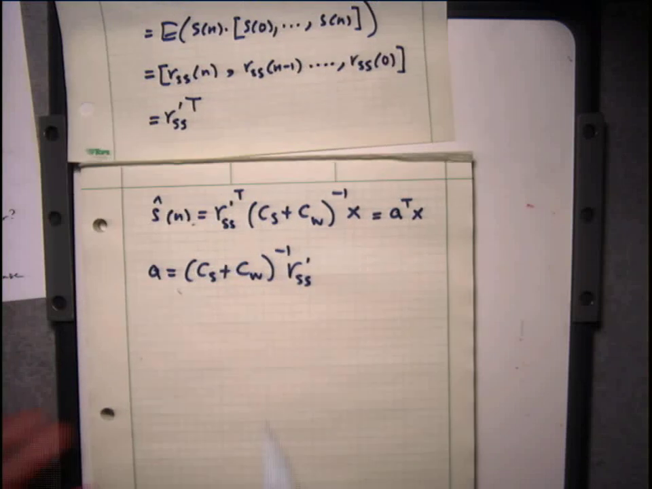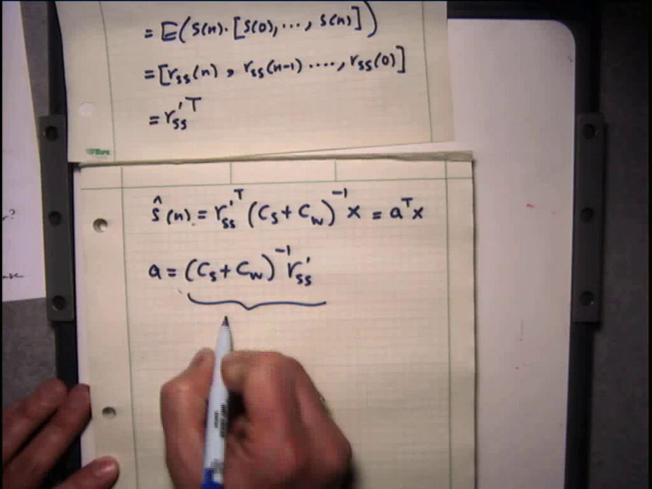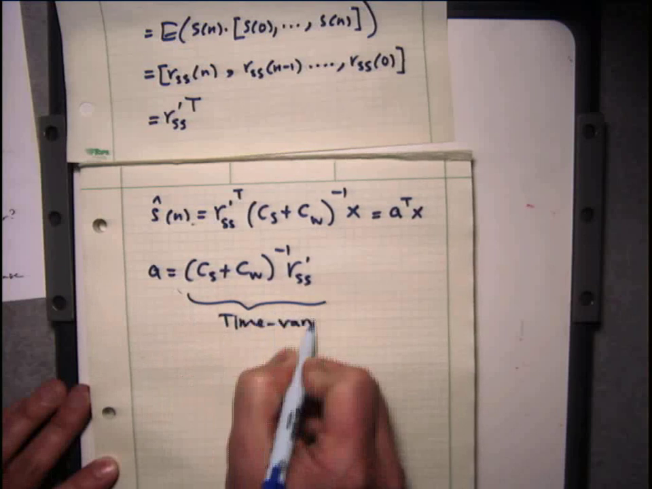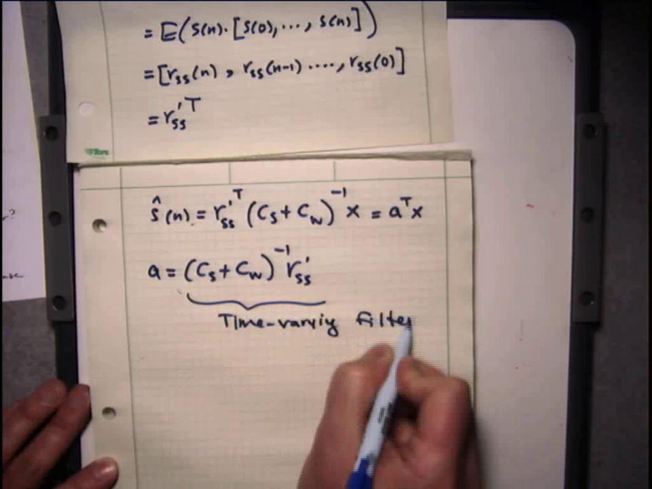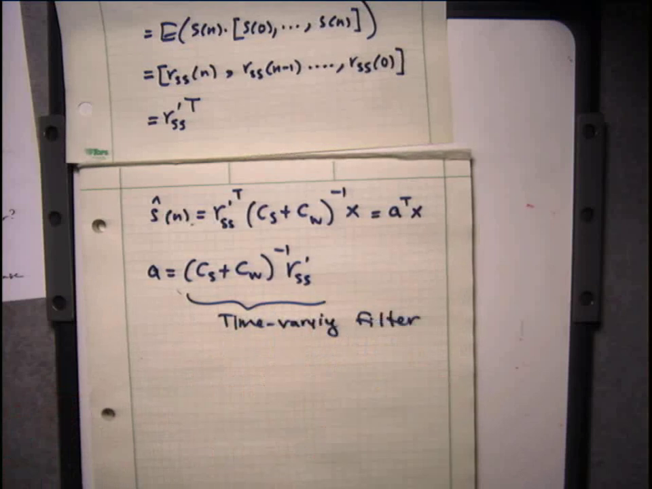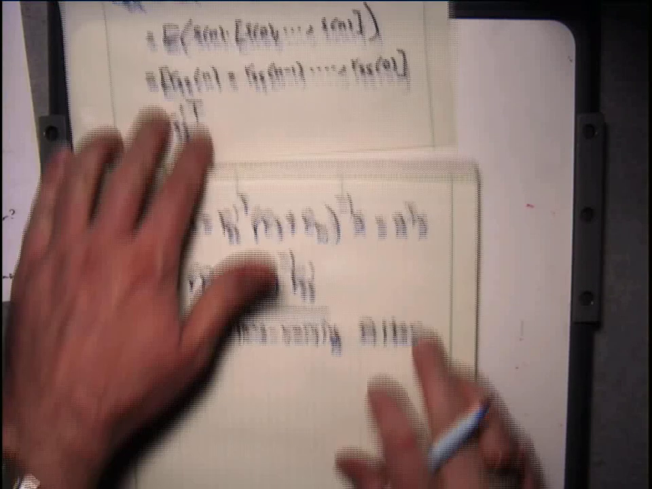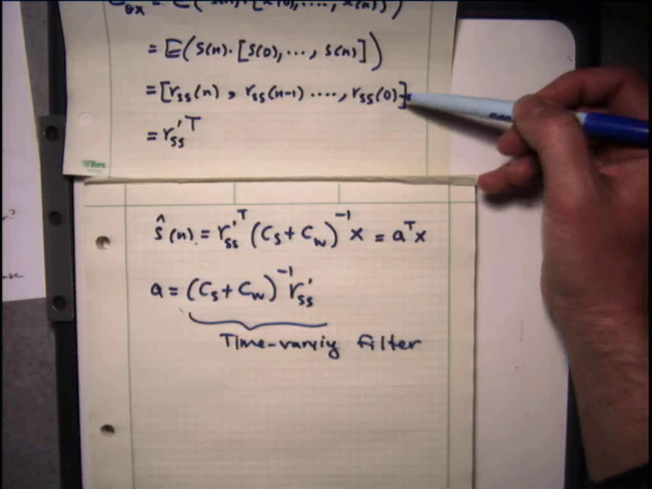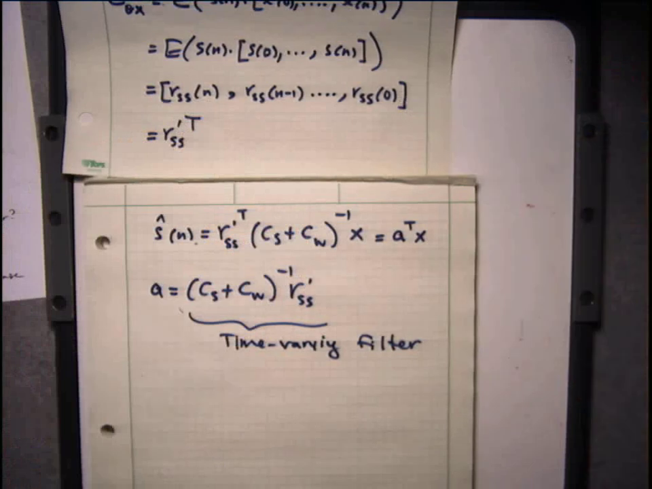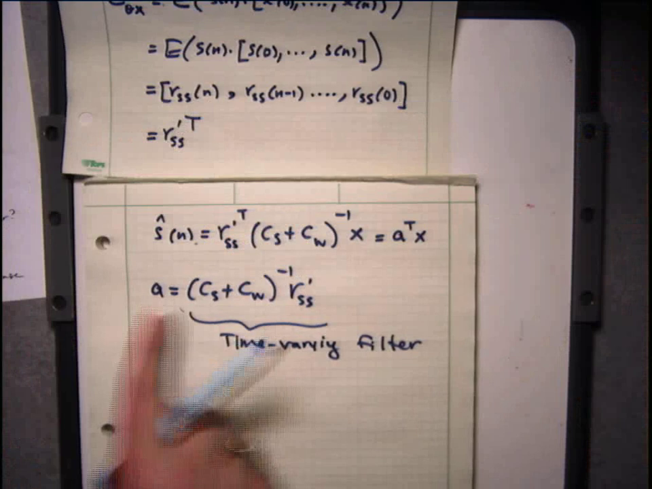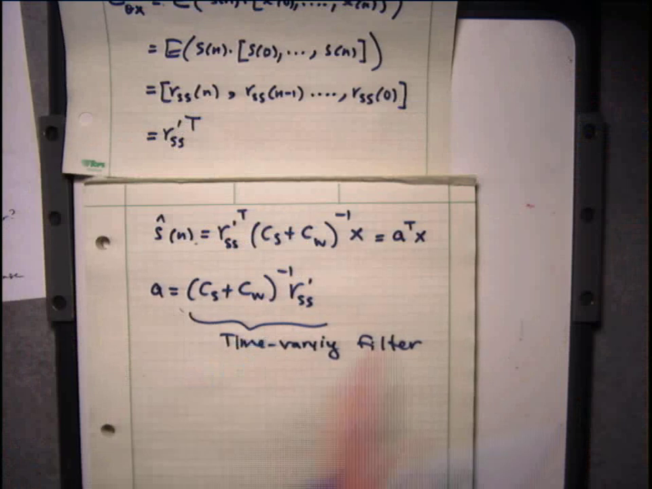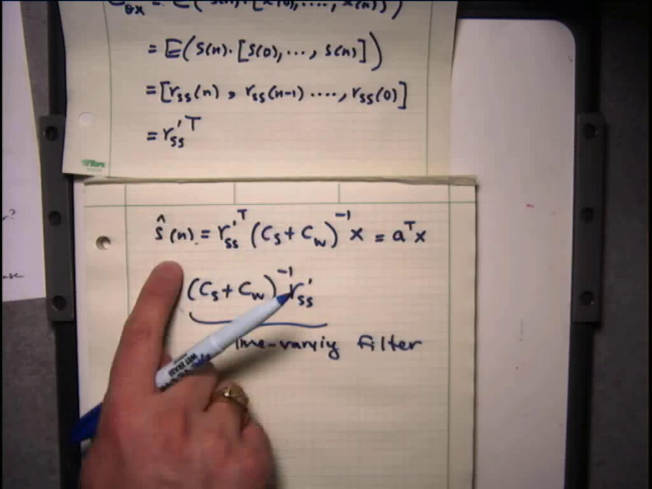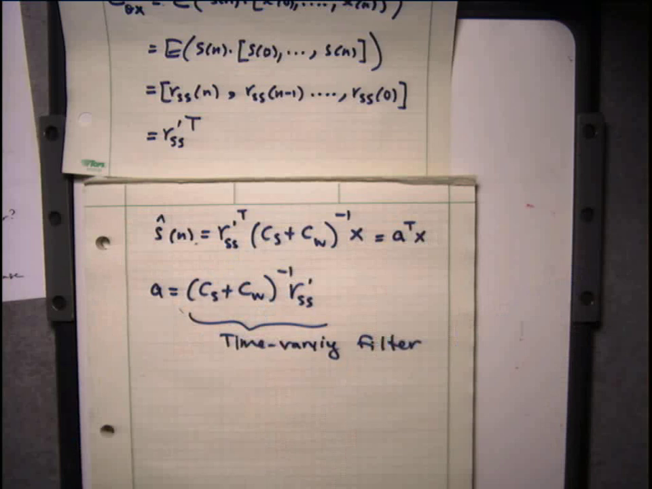Okay, the important thing to remember is that this here is just a time-varying filter. What I mean by a time-varying filter is that if you look at the definition of this RSS, it's just a vector that goes from n to 0. So if I now go to the next data point, the coefficients of this filter are going to change. Every time I'm estimating S hat, I'm coming up with a new coefficient vector A to multiply by the data up to that point. So this whole thing really is a time-varying filter.